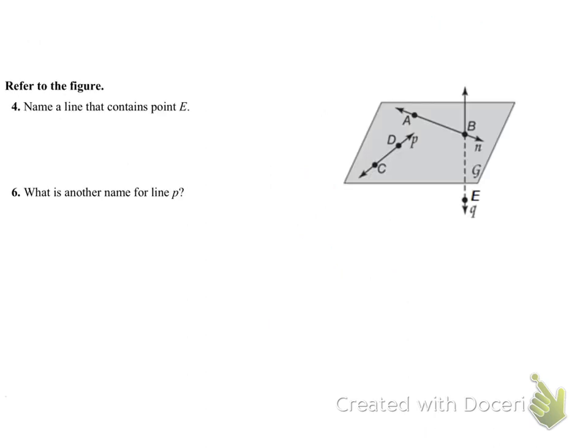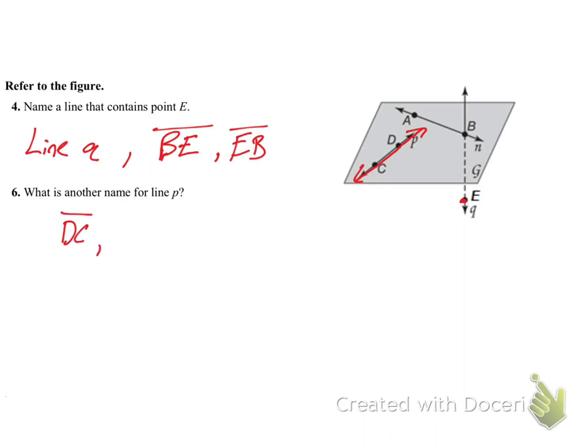All right, number 4, name a line that contains point E. We have E right here. So I could do line Q, or I could just use 2 of the points and say BE or EB, just by flipping those. What is another name for line P? So this line right here. Besides being called line P, we can call it line DC. We can also call it line CD.